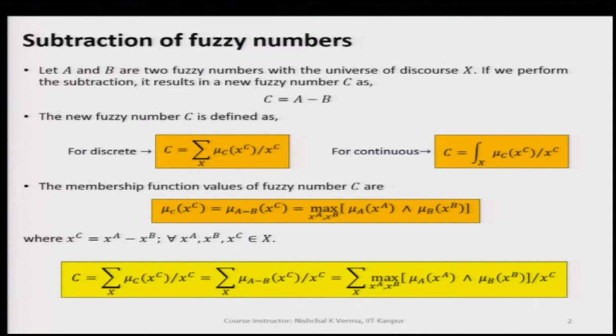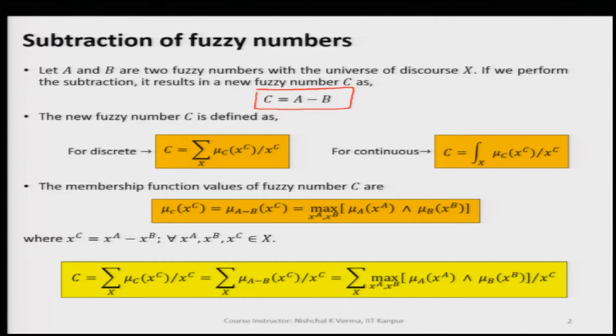So, when we have two fuzzy numbers A and B, and these two fuzzy numbers are within some universe of discourse capital X, and if we perform the subtraction, it results in a new fuzzy number, let us say C, and this C can be defined as C is equal to A minus B. So, please note here that A and B both are fuzzy numbers.